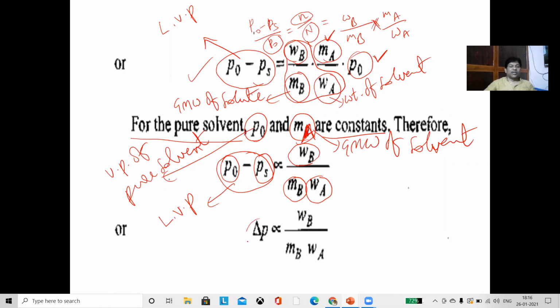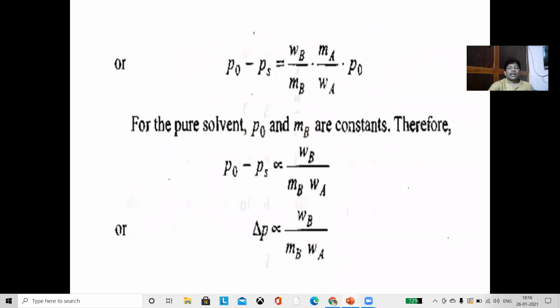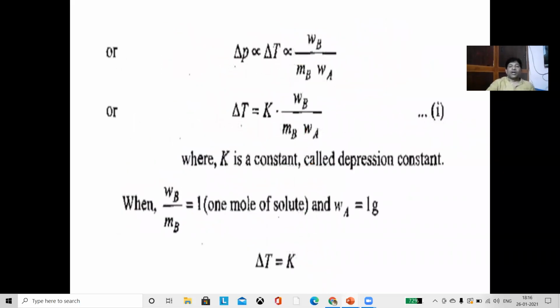Now here, lowering of vapor pressure is delta P. Delta P means P naught minus PS. Lowering of vapor pressure is directly proportional to weight of solute by gram molecular weight of solute into weight of solvent. So this way we have taken the formula for LVP. LVP stands for lowering of vapor pressure. And we also understood that the lowering of vapor pressure is directly proportional to elevation of boiling point.